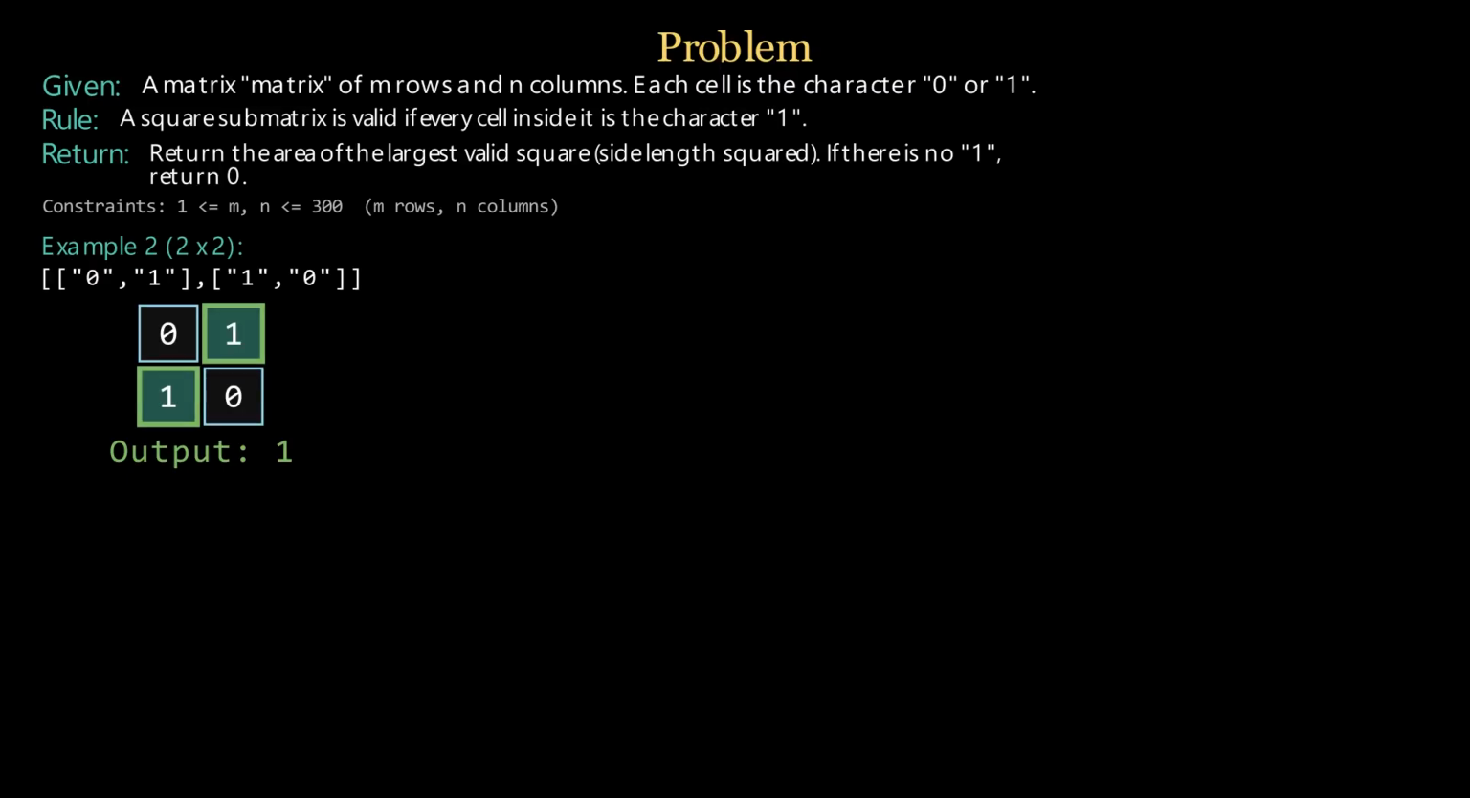Second example, ones sit on opposite corners, so there is no 2 by 2 block of ones. The largest valid square has side 1, so the answer is area 1.